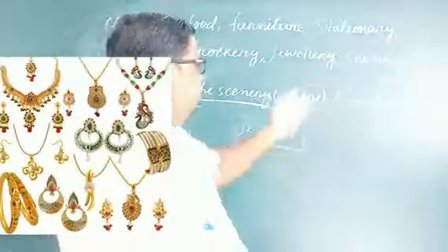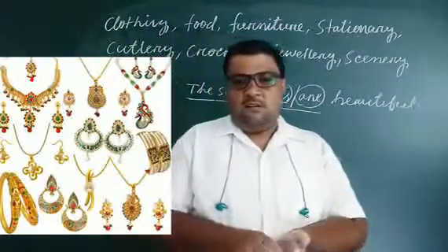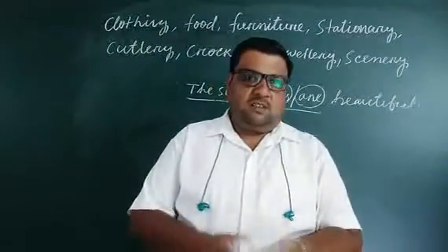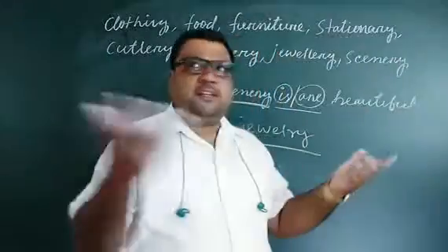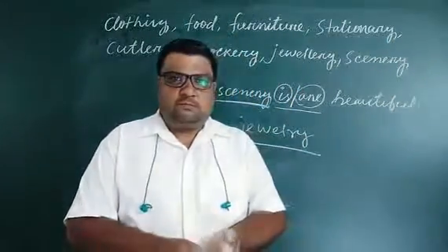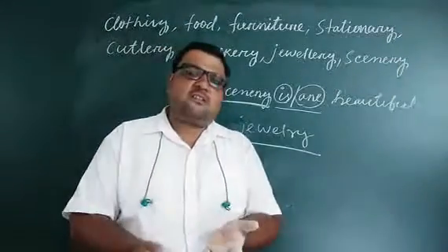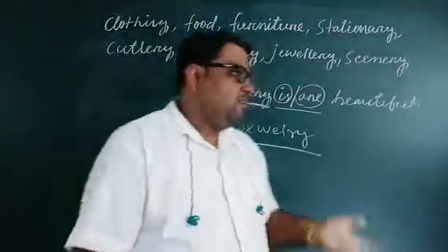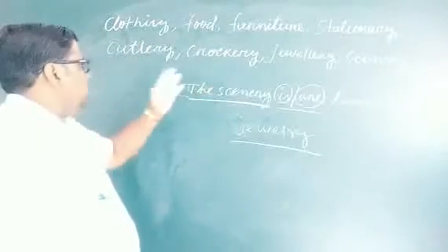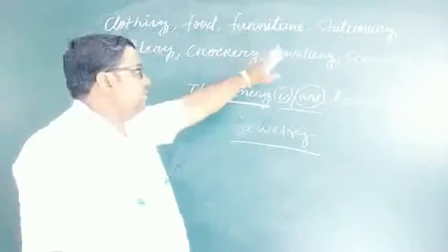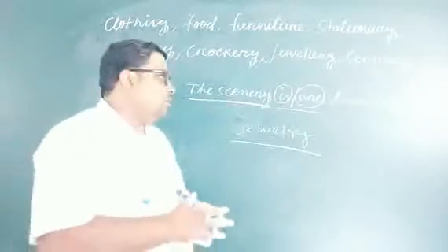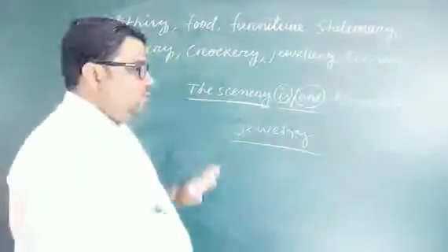The another word is scenery. What is scenery? Scenery is the natural beauty that we see around us. If you go outside, you can see many things around you. So this is called scenery. The scenery is also uncountable, so it takes singular. All these, clothing, food, furniture, stationery, cutlery, crockery, jewelry, scenery, are uncountable. So these take singular form.